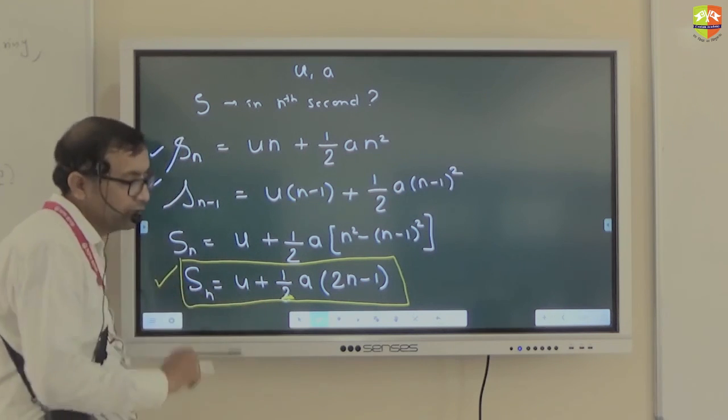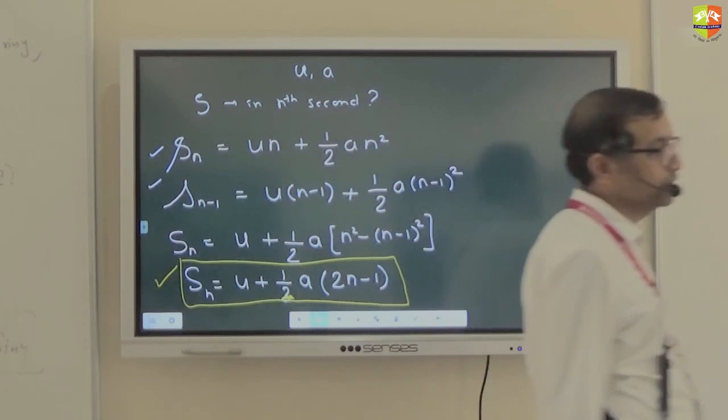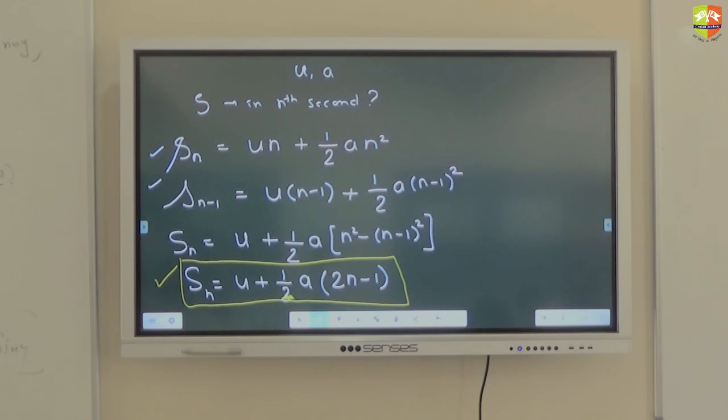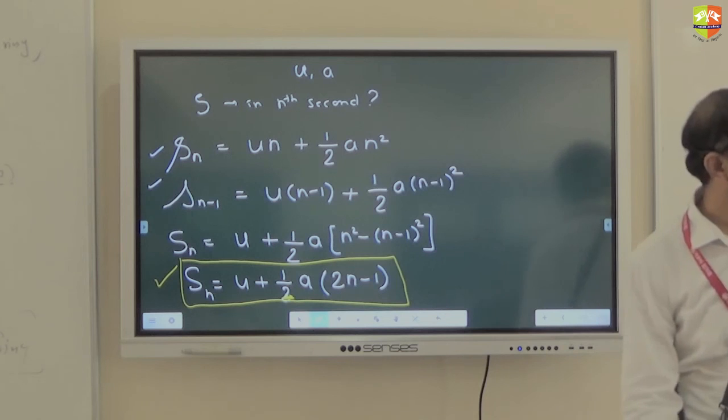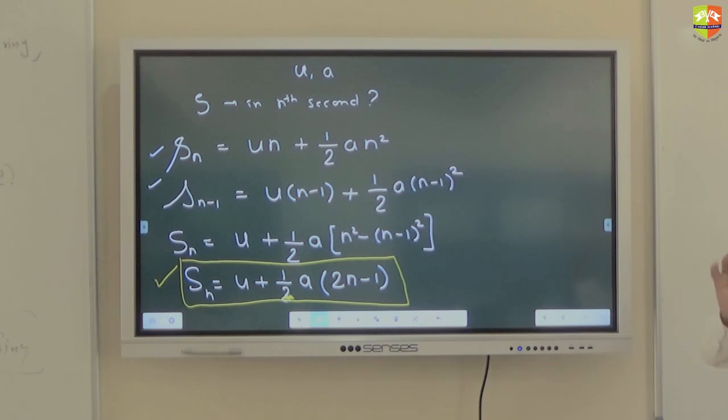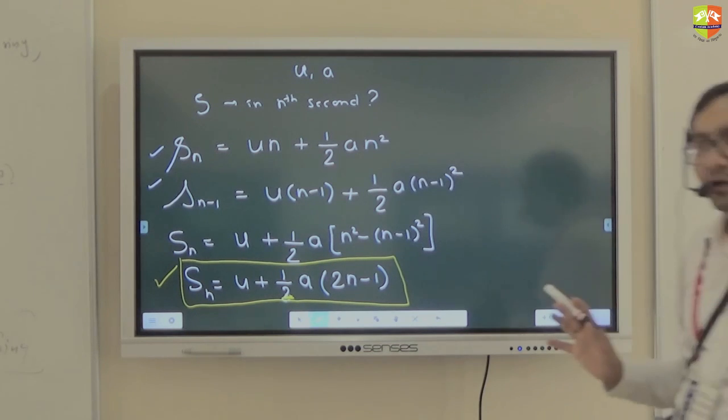This is treated like your fourth equation of motion at times, but it is derived from the third equation of motion itself. You can solve a question without knowing this formula, but it helps to solve quickly if you know this formula at times. Any doubts? Any doubts till now? Nothing?